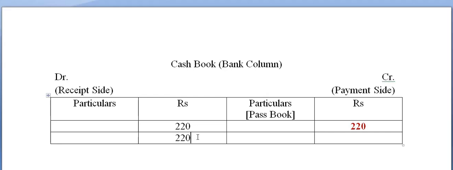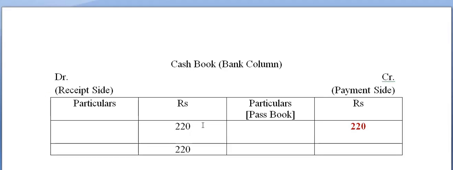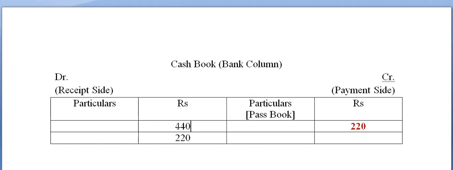So just to remove this extra 220, instead of writing 220, what can we write? We can write 440, so that 440 minus 220, it will be how much? 220, towards the debit side of your cash book. So that is why we are writing 440 instead of 220.